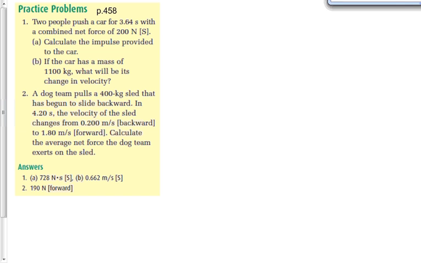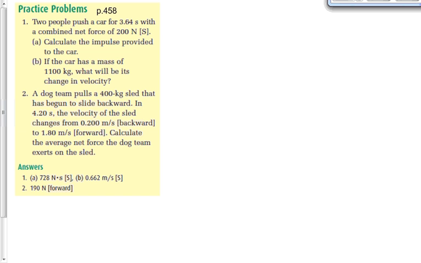All right, everyone, have a look up here. I want to take a look at question number 2. We've all read the question. The dog team pulls a 400-kilogram sled that has begun to slide backwards. In 4.2 seconds, the velocity of the sled changes from 0.2 backwards to 1.8 forwards.